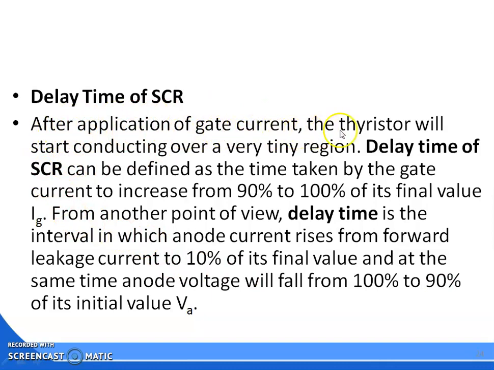After application of the gate current, the thyristor will start conducting over a very tiny region. The delay time of the SCR can be defined as the time taken by the gate current to increase from 10% to 90% of its final value. From another point of view, delay time is the interval in which the anode current rises from forward leakage current to 10% of the final value, and at the same time the anode voltage falls from 100% to 90% of its initial value VA.